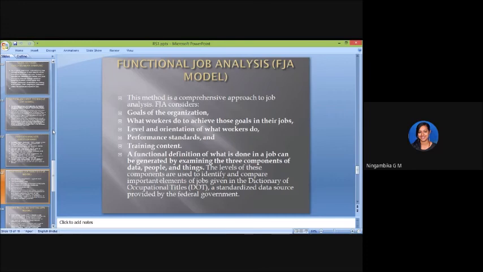So the level of these components are used to identify and compare important elements of a job, even in the DOT, that is called the Dictionary of Occupational Titles. What are the standards? How do they reach the standards and how do they perform it? So this is all about the functional job analysis, that is the FJA model.